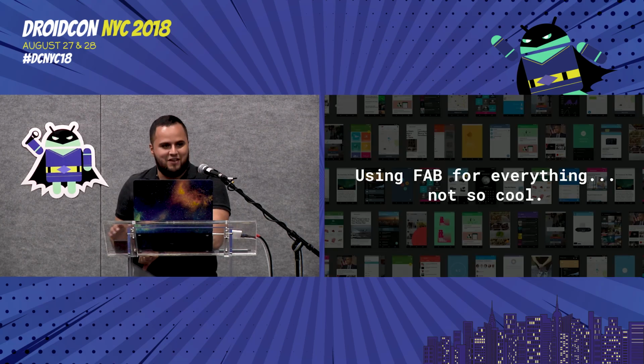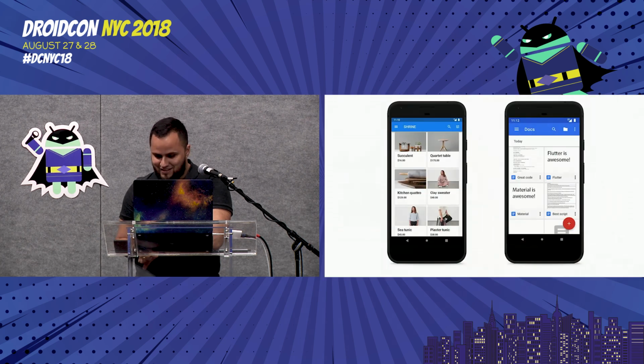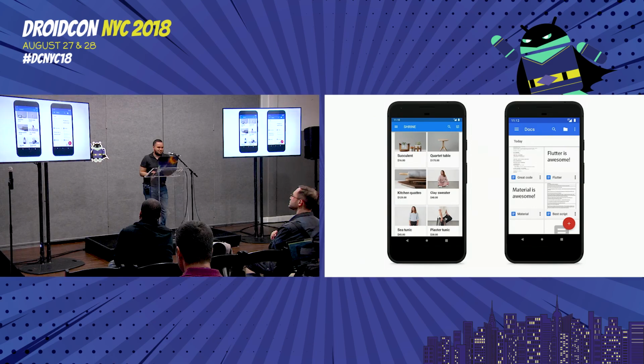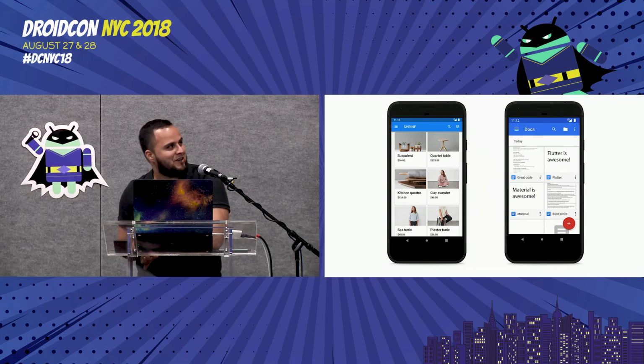So let's clear this out. Using floating action buttons for everything, it's not cool. Stop doing that. Let's play a little bit of this game. Who can spot differences between these two apps? Blue top bar, navigation drawers. Who wants to keep going? No? Hamburger menus, floating action buttons.